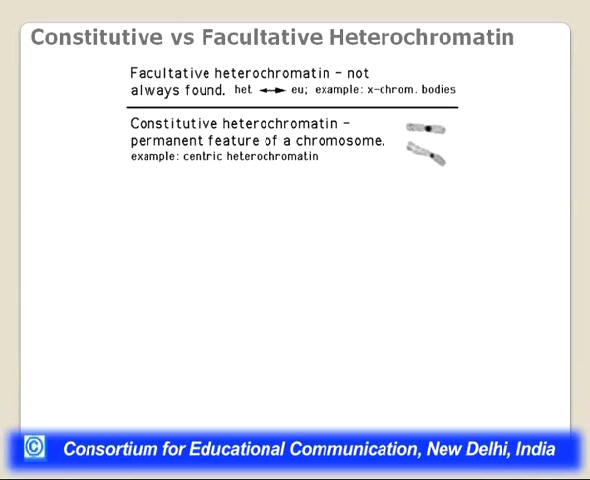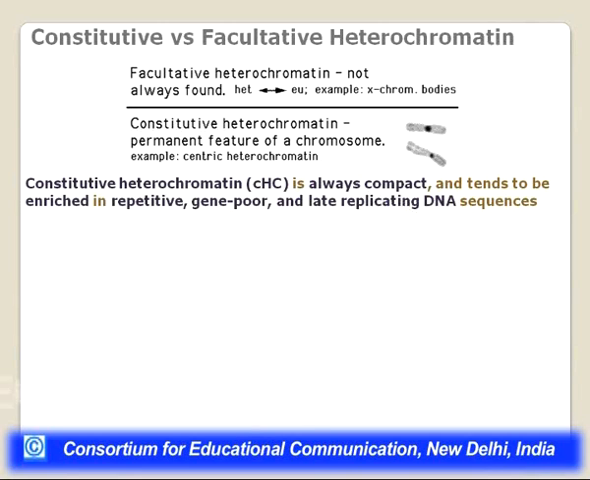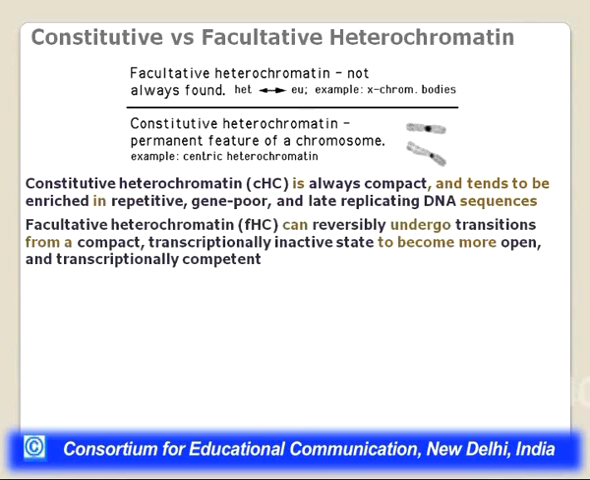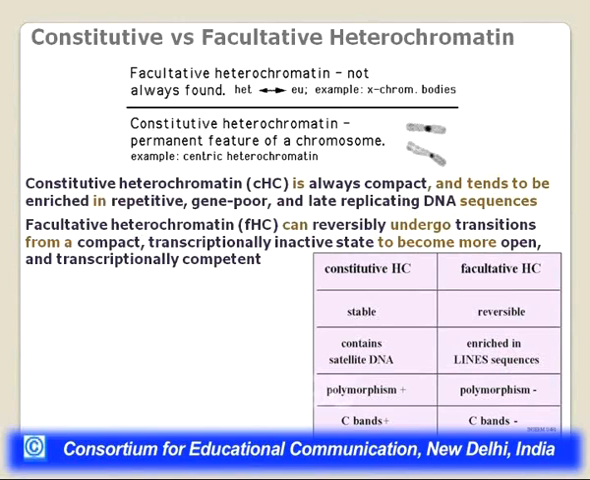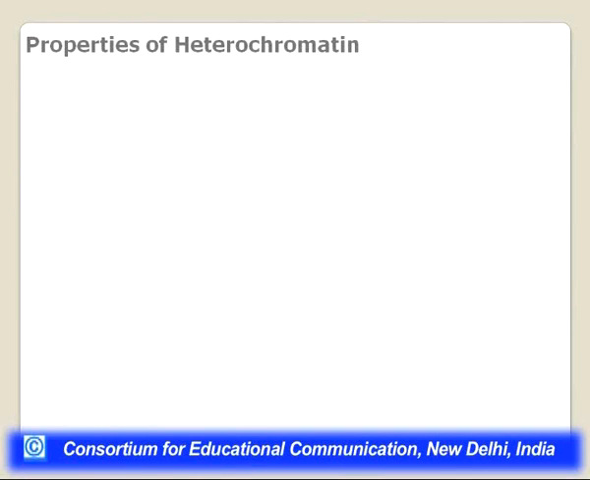The constitutive heterochromatin are the permanent features of a chromosome, as we will see the centromeres and telomeres, they are heterochromatinized parts. The constitutive heterochromatin is always compact and tends to be enriched in repetitive, gene poor and late replicating DNA sequences, whereas facultative heterochromatin can reversibly undergo transition. So we talked about the difference between the constitutive and the facultative.